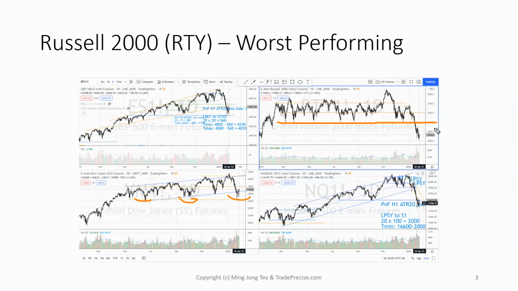Unlike the Russell 2000, which has very much just had a breakdown. We got a sign of weakness here, inability to rally, and then eventually it just broke down.